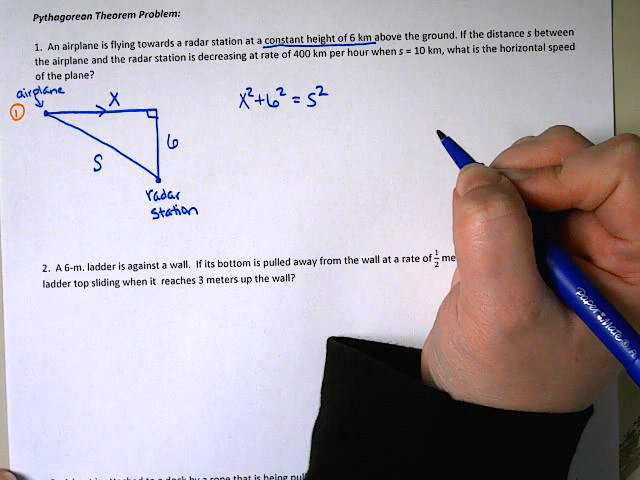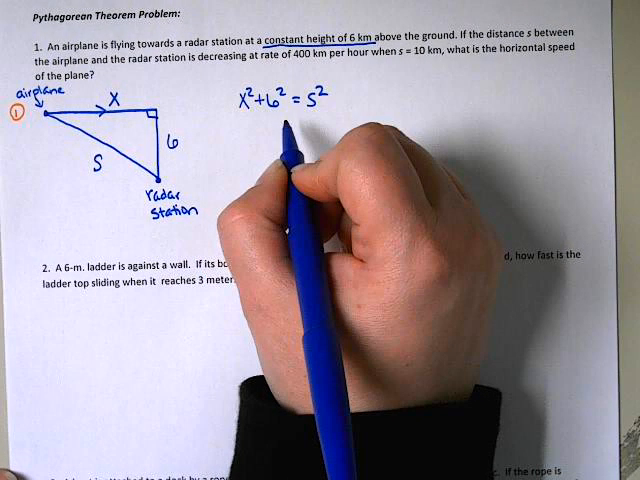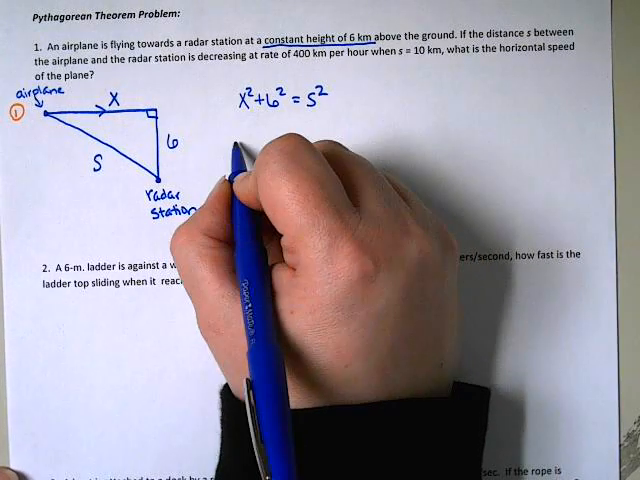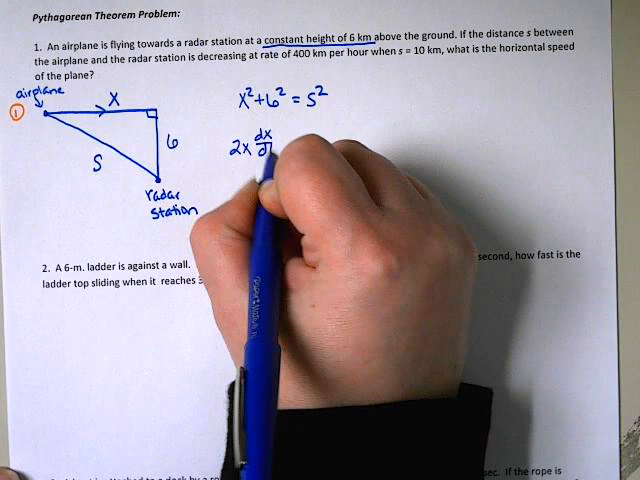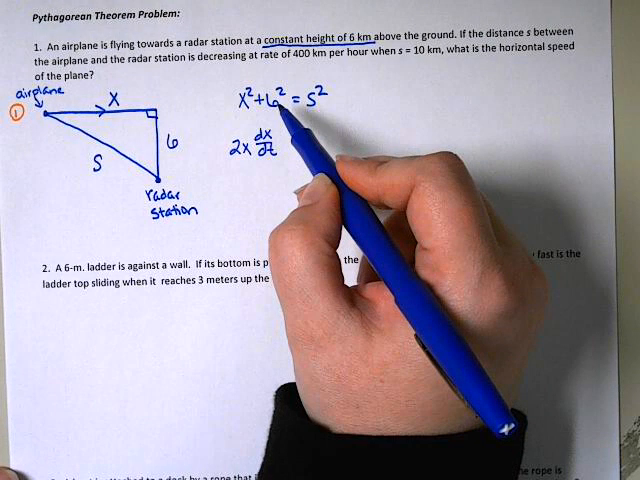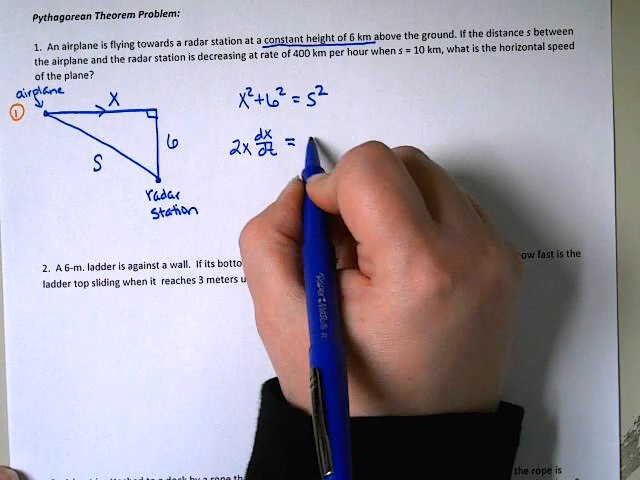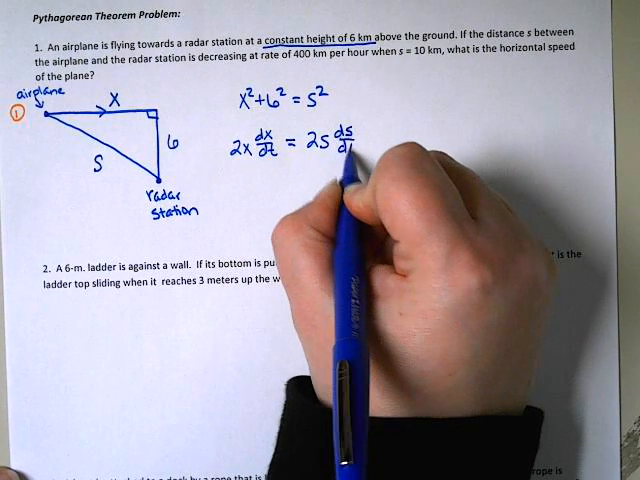That's our step 2. Step 3 then is to take the derivative of this, and we have to remember we're taking the derivative with respect to time. So I get 2x dx/dt. 6 squared is really just 36, which is a constant, so the derivative of that is 0. So this is going to equal 2s ds/dt.